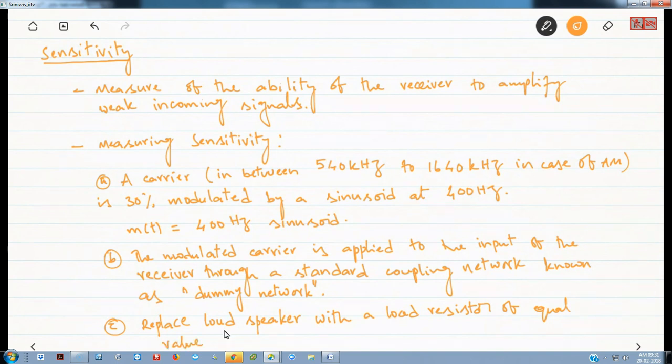Okay, so we have applied input through a dummy circuit. We have applied a 30% modulated signal where the modulating signal is a 400 Hz sinusoid, and then we replace the output loudspeaker with a load resistor, and then we will look for 50 milliwatt of power. So at the output we will connect a power meter and we will try to measure the power.